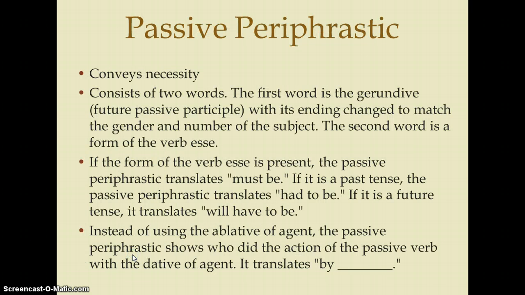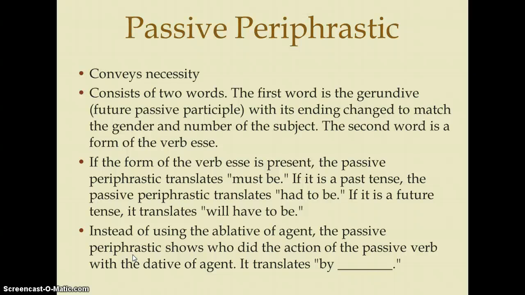Now, the second grammatical construction you are learning in Chapter 24 is the passive periphrastic, very impressively named, but really not a difficult construction. The most important thing you need to know is that the passive periphrastic conveys necessity, okay? It means something must happen.